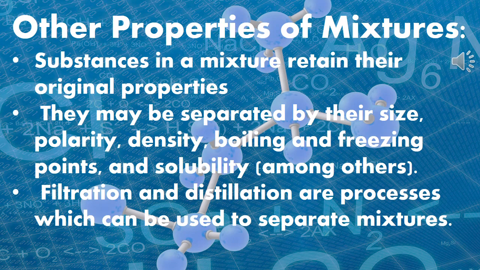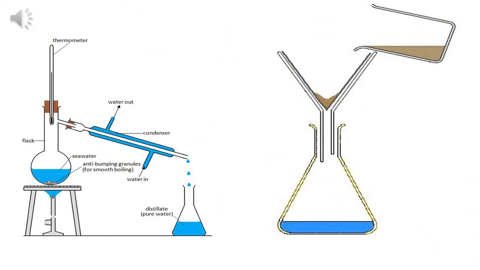The following are other properties of mixtures. Substances in a mixture retain their original properties. They may be separated by their size, polarity, density, boiling and freezing points, and solubility. Filtration and distillation are processes which can be used to separate mixtures. On the left is an example of distillation. On the right is an example of filtration.